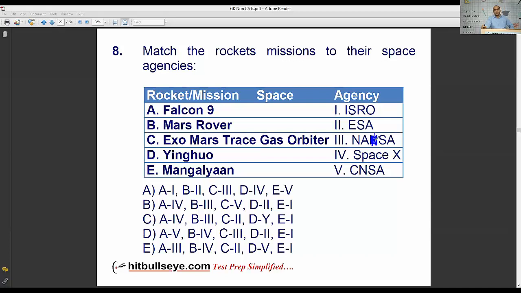You'll really have to take your time in matching these. This is a fairly simple question. Okay, some of you are getting the answer correct. The answer, of course, is option number C.